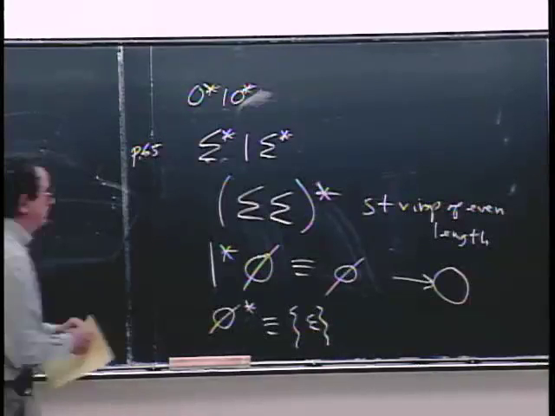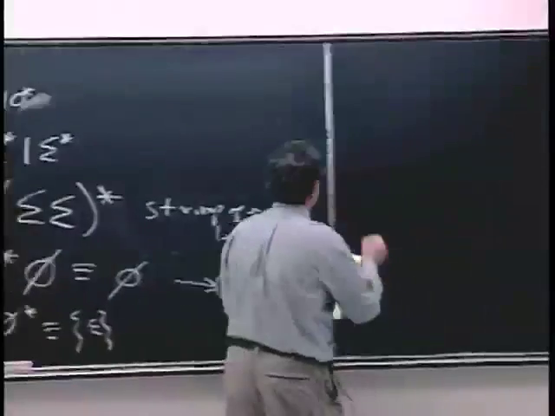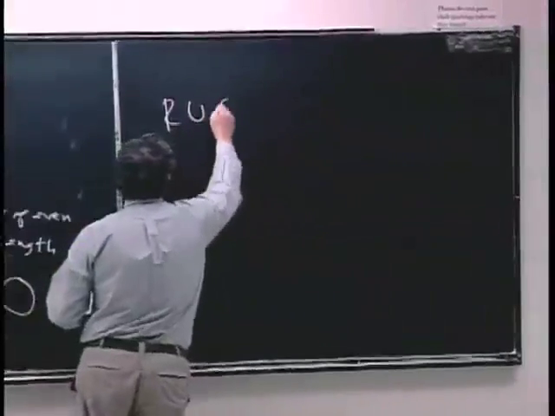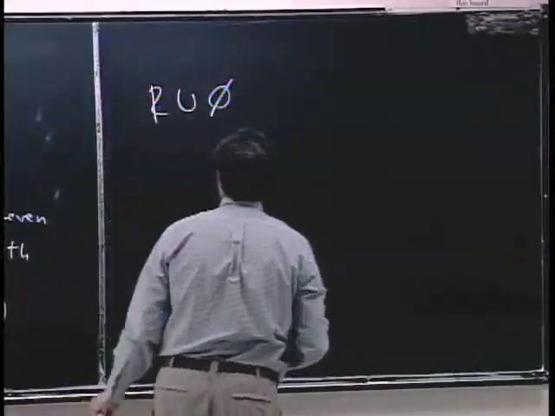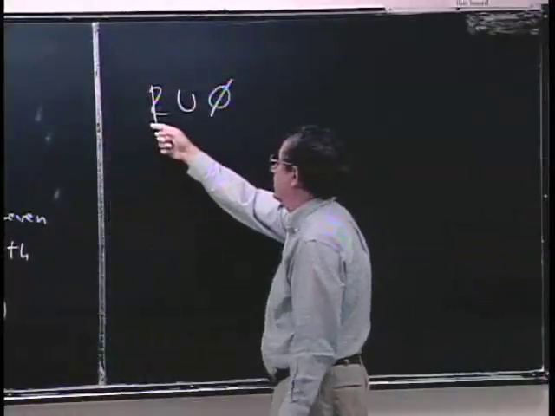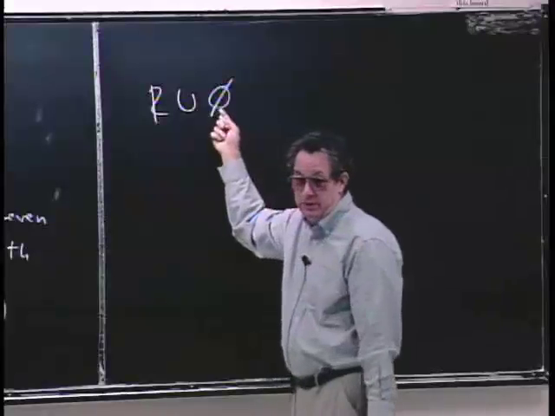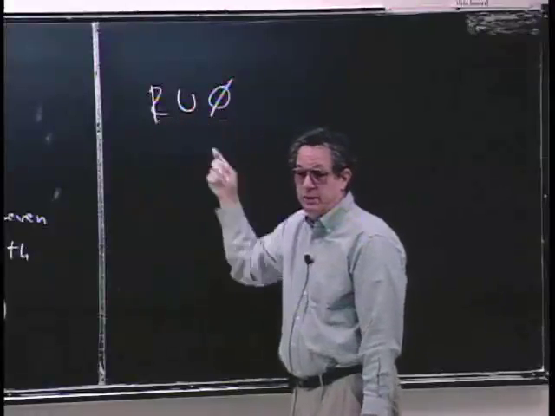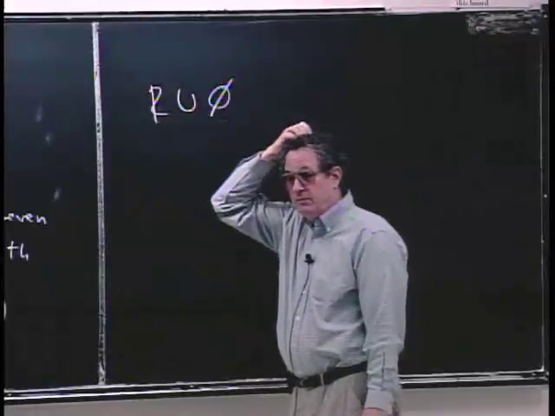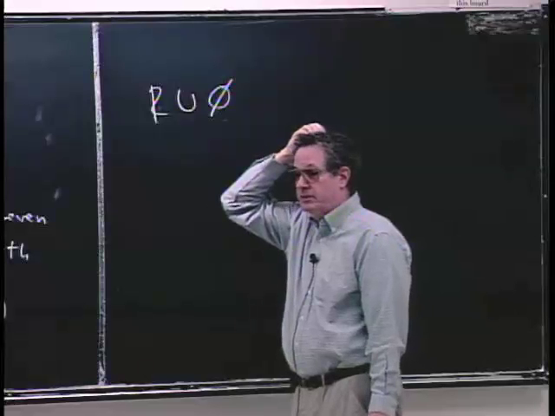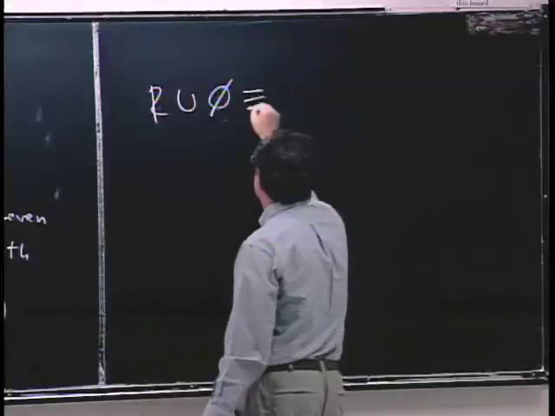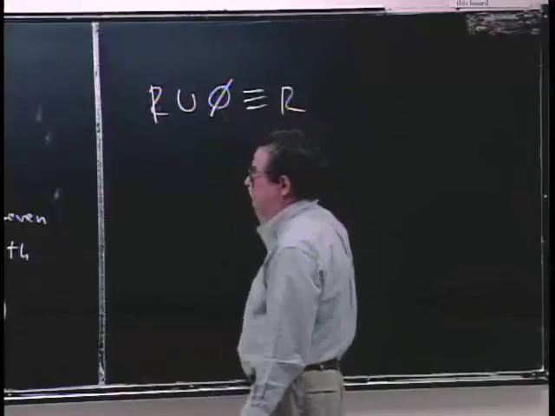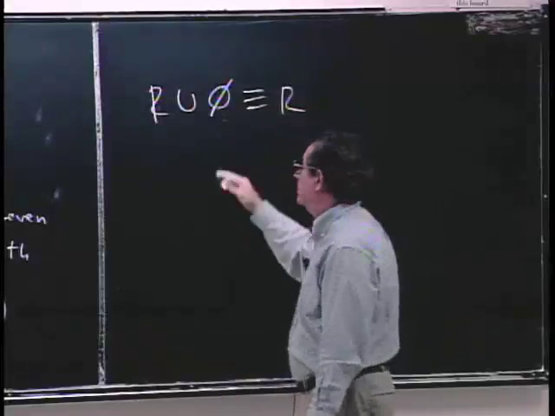Some other facts, this one is important. R union the empty language. If you have a regular expression and you take the union of those, that's a regular expression. What is a simpler regular expression that describes that one? Just R itself, yeah. So here we have the empty language operating in a more sensible way.